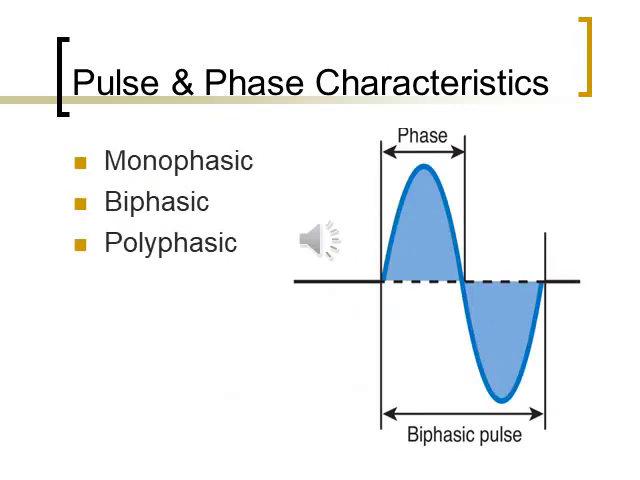So, some more characteristics of the pulse and the phase. We have three types of categories based upon how many phases you have: monophasic, biphasic, and polyphasic currents. If you look at the picture here, we have a biphasic, meaning that you have two phases, so you have both a positive and negative. Remember, when we're looking at these pictures, above the line is positive, below the line is negative.